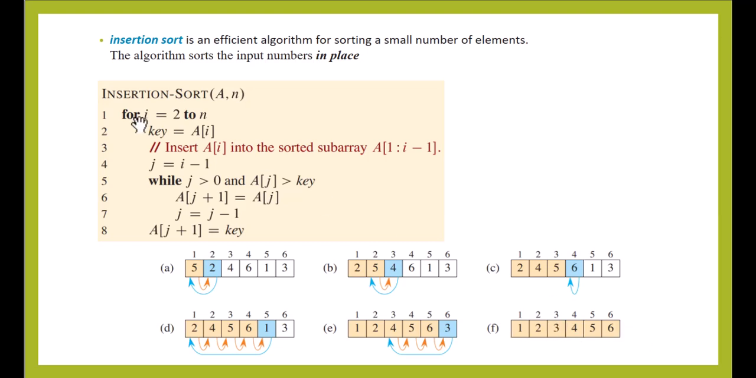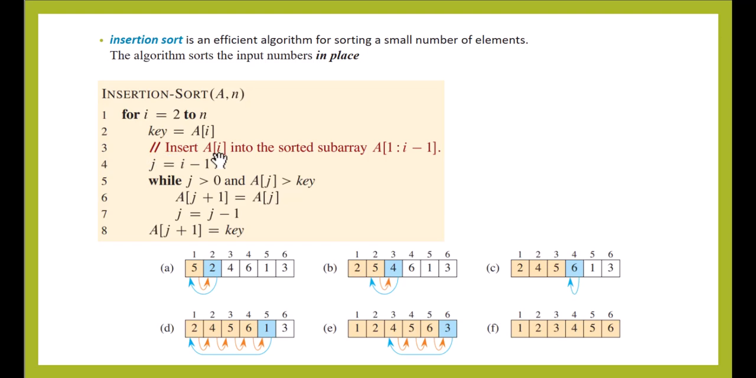We have a for loop in the first line, for i equal to 2 to n, which is 6 here. From the second element of the array, we will have a for loop until the end of the array. It means that we will go element by element through the array. The double forward slash is an explanation.